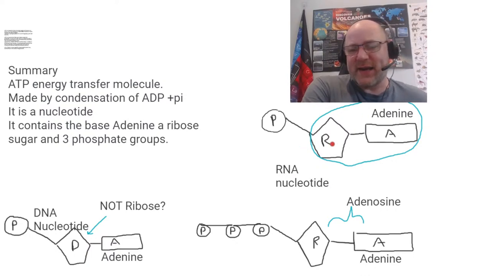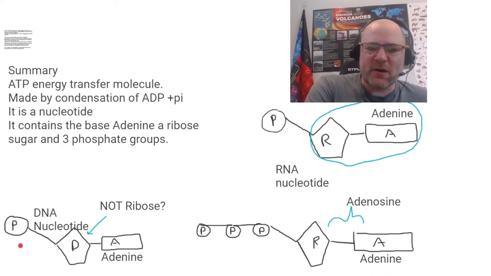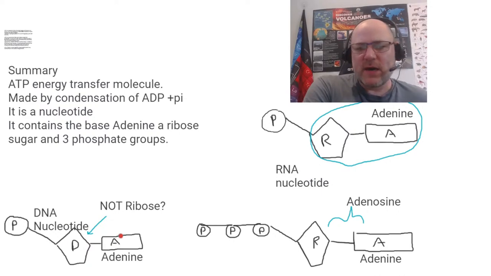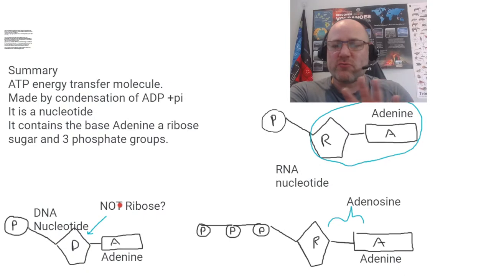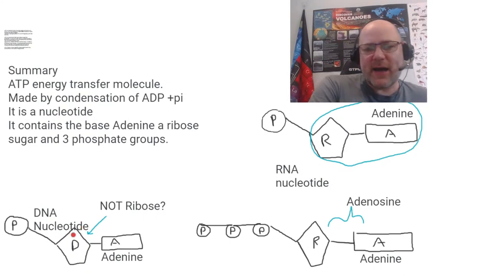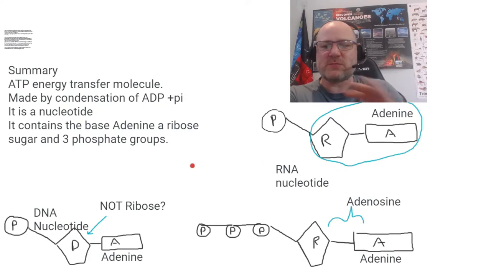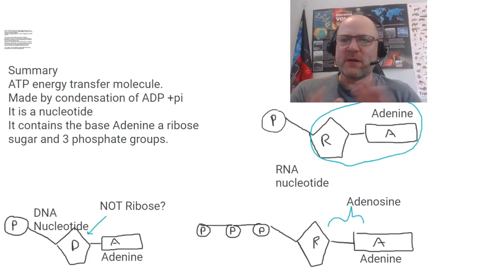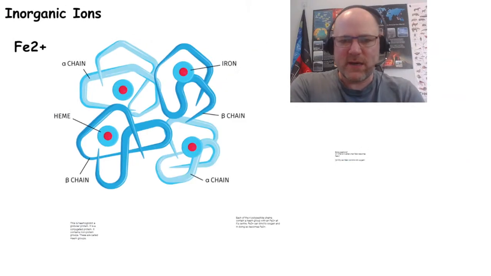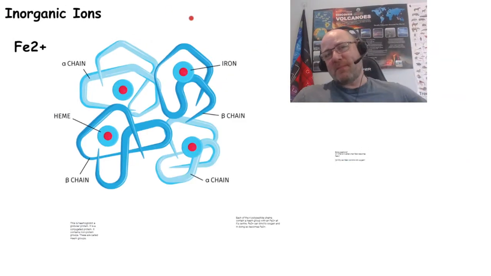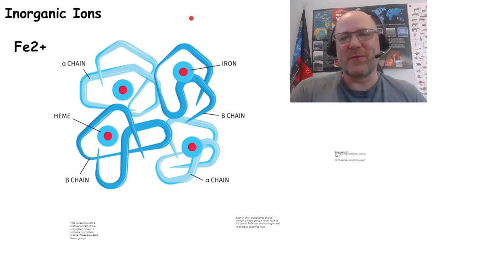RNA can contain adenine and ribose. That's the exact same as ATP. The only difference between these two is that ATP has three phosphates. And if I look over here at DNA, there's a few more differences. It's still got adenine. It still has a pentagon there, which stands for a pentose sugar, but it's not ribose. So that's a difference. And it only has one phosphate again. So there's some differences, but lots of similarities there. And they love nice, simple questions about the differences and similarities. Okay, that's the end of the ATP. We're moving on. Let's get on with inorganic ions.